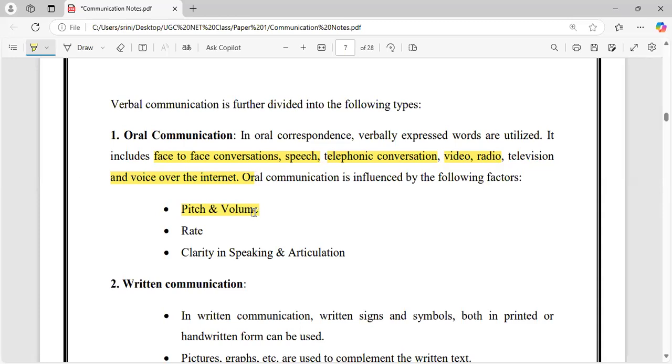And then the verbal rate, the number of words that I am producing and how many words are coming out of me, and then clarity in speaking and articulation. If I am excited, I would raise my voice. If I don't know anything, I would just make everything up. So these are the important influencing factors of oral communication.